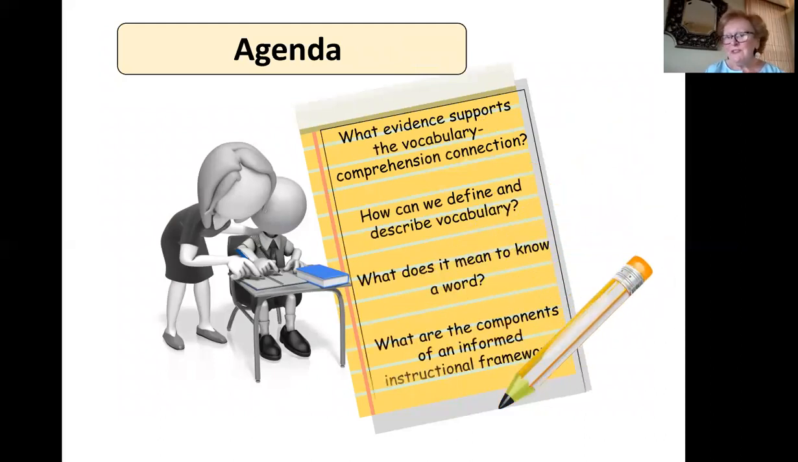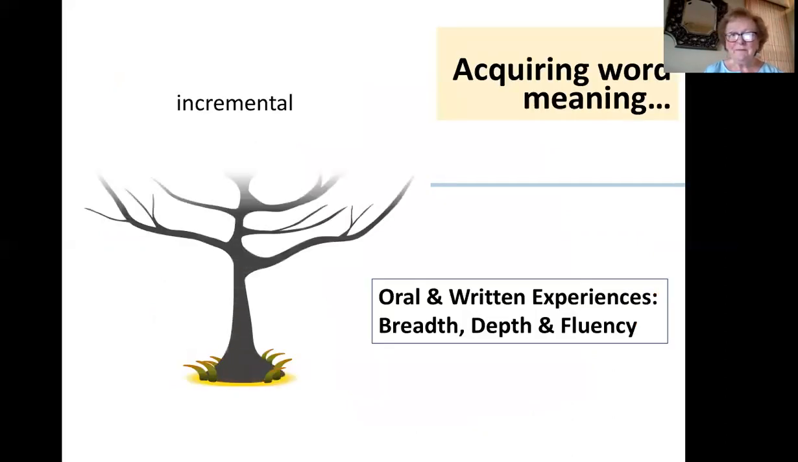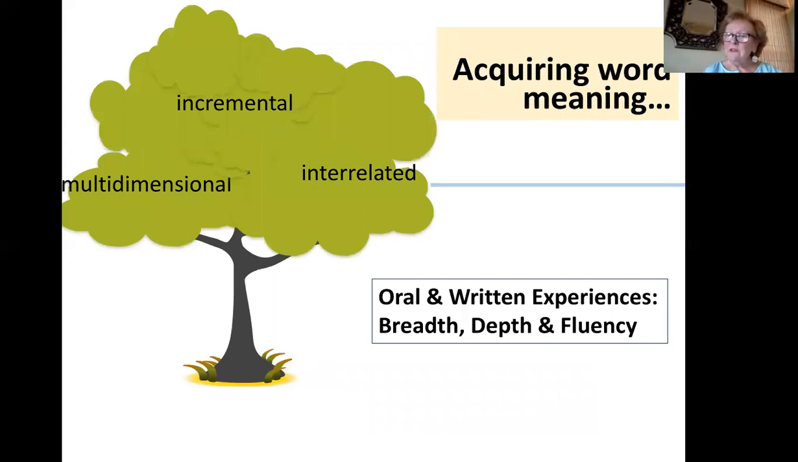All right. So that second question, how can we define and describe vocabulary? I think we've addressed that. We now can talk a little bit about what does it mean to know a word. So when we think about acquiring word meaning, we need to be thinking about the fact that we acquire word meaning over time through instruction and through experience, through both oral and written experiences, right? And someone mentioned breadth and depth before, and in a moment we're going to talk more about that.